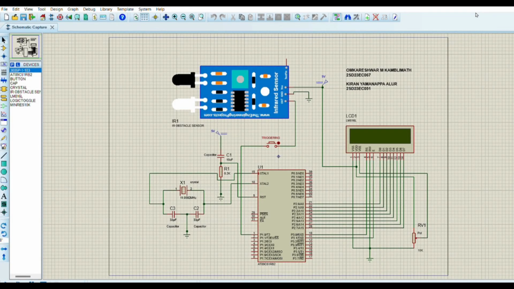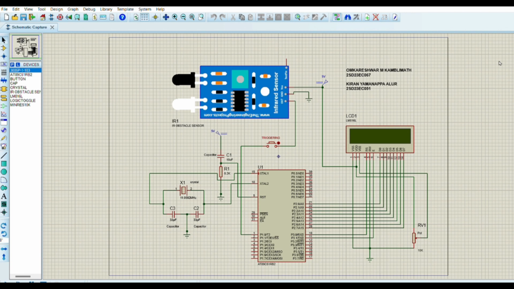Hello everyone, this is the simulation of object counter using microcontroller. Here we use components like IR obstacle sensor, crystal oscillator, capacitors of 32 picofarad and 10 nanofarad, resistor of 8.2K, LCD display, microcontroller AT89C51 and a trigger. So let us see the brief working of the circuit.